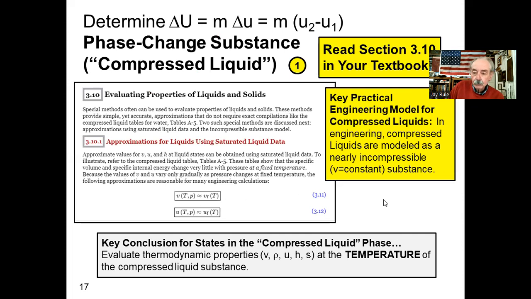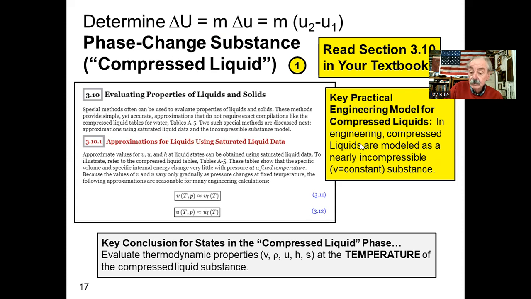Okay, the next, we're still in category 1 where we have a phase change substance, but you have determined that your phase change substance is compressed liquid. You're to the left of the vapor dome. What do you do to get U values for that? You need to read section 3.10 in your textbook. Here's the conclusion.